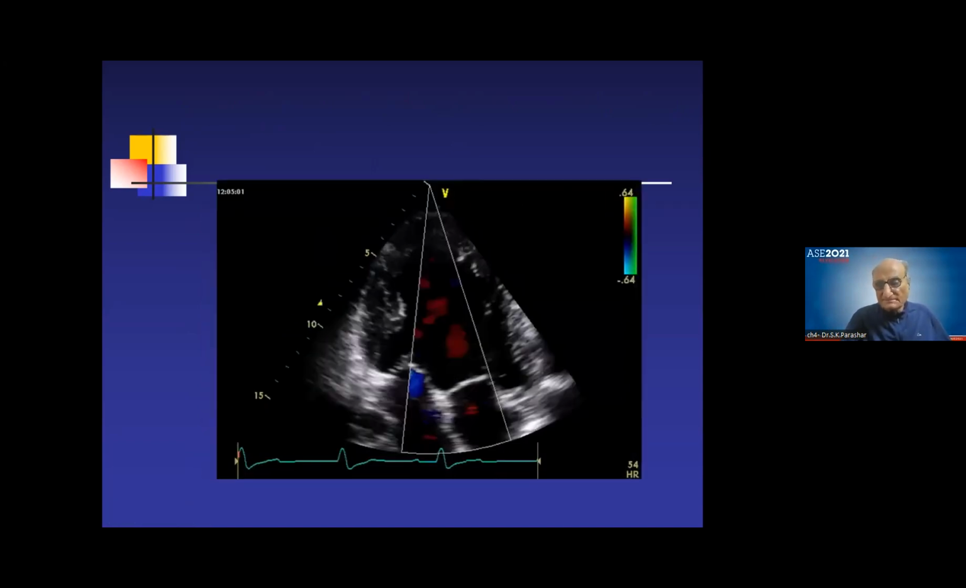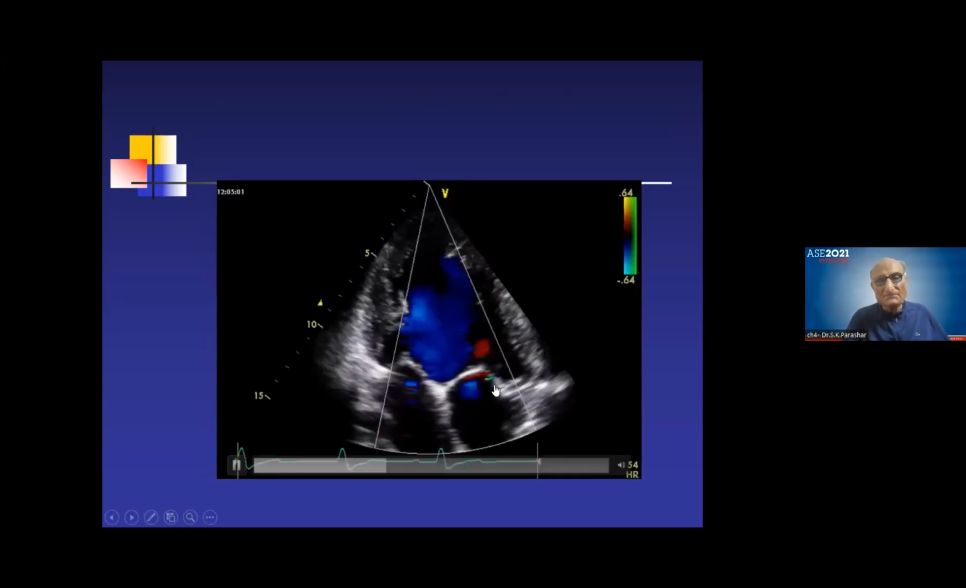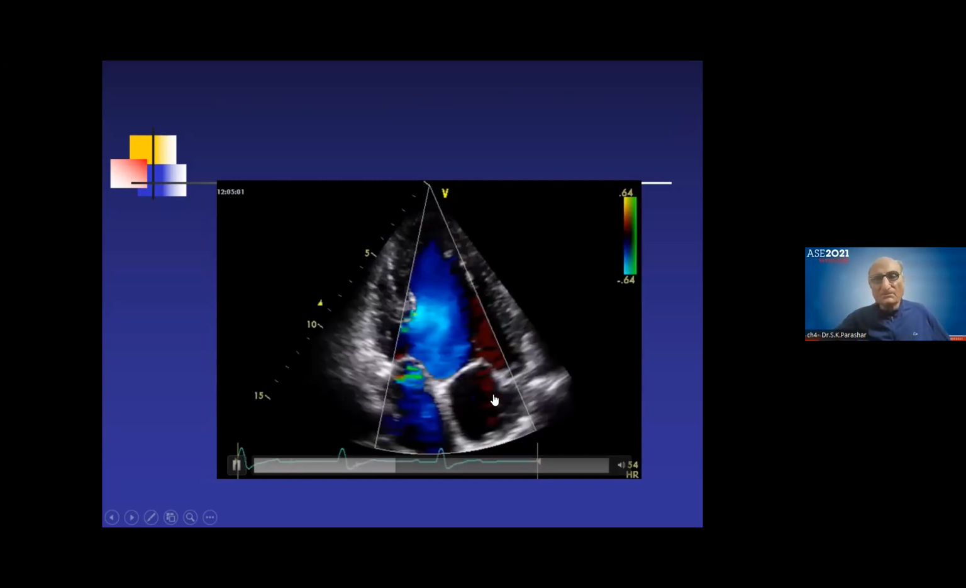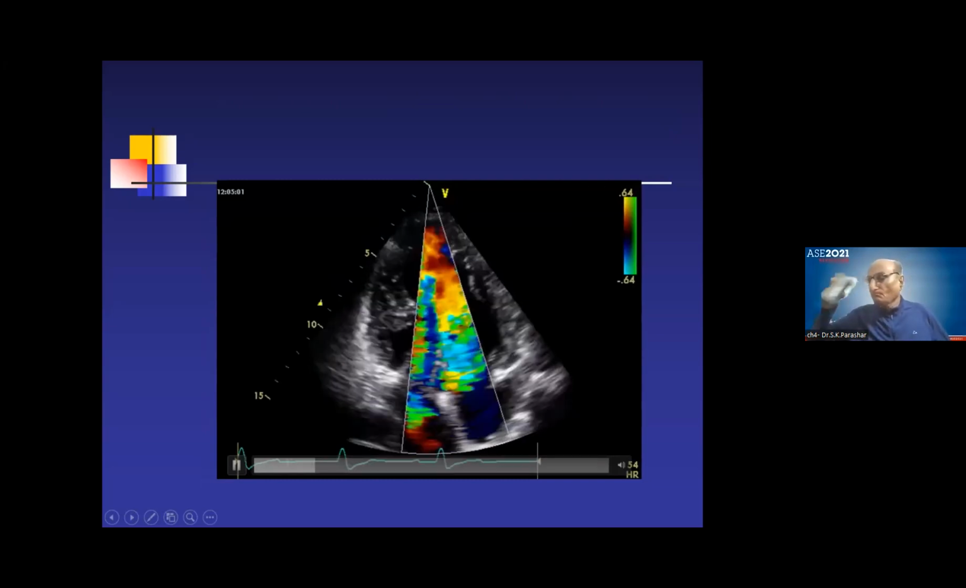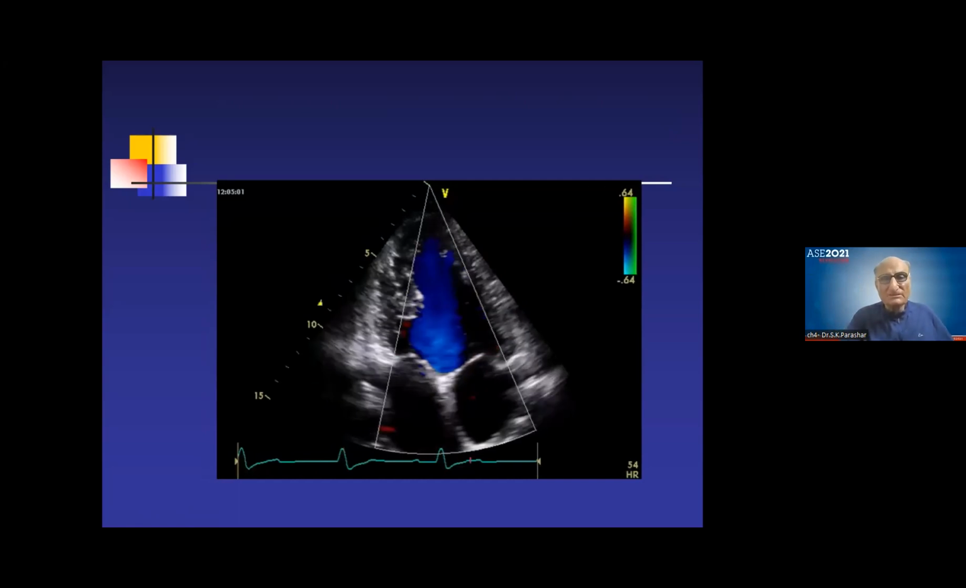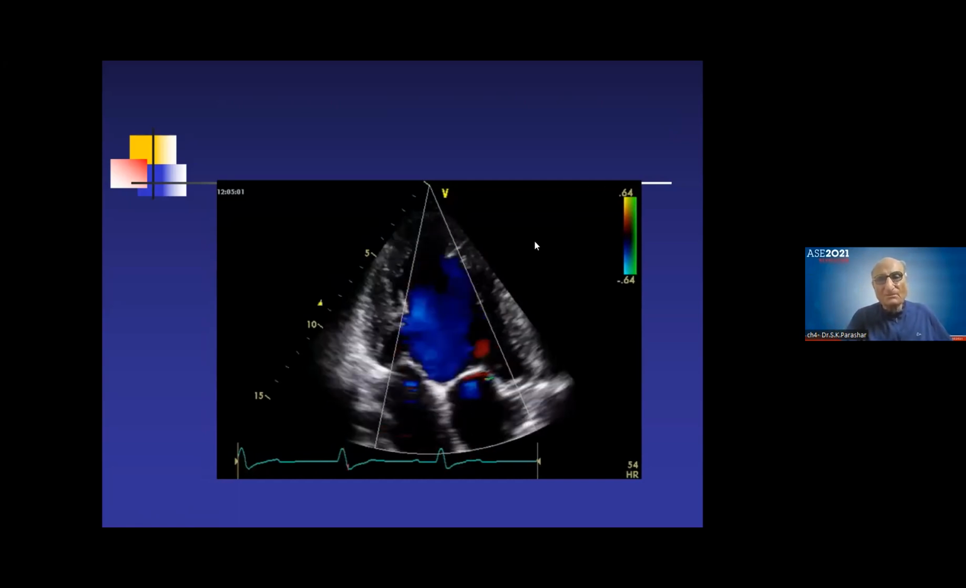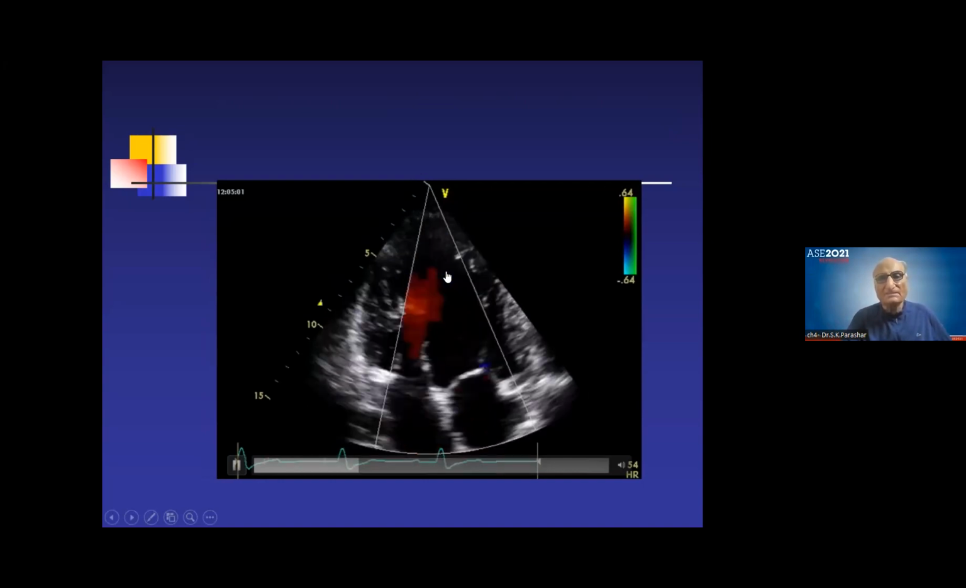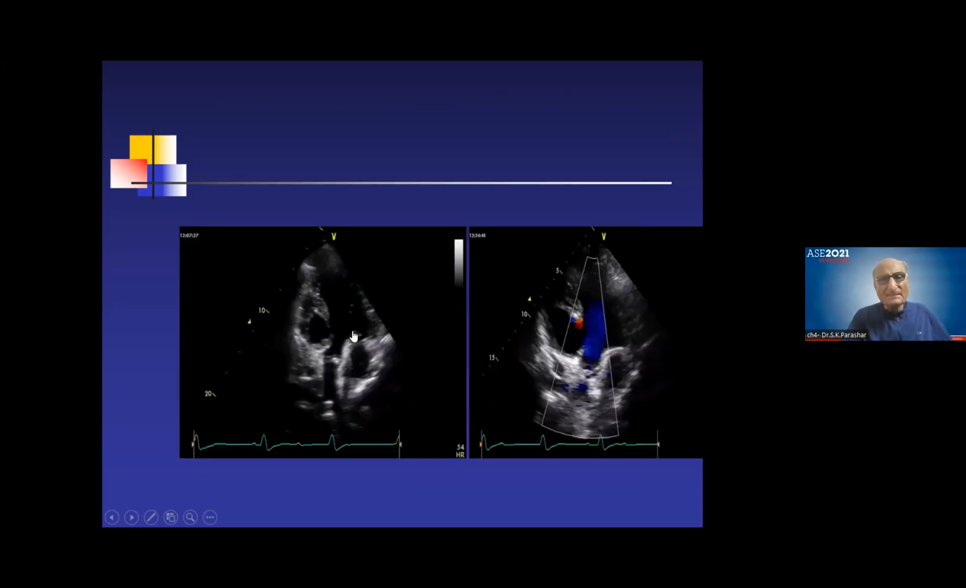See, one AV valve, another AV valve, both of them joining into the single ventricle, not obstructed by any VSD or any interatrial septum. Both valves are joining into one chamber. So that is single ventricle, and sometimes they are associated with a pulmonary stenosis.